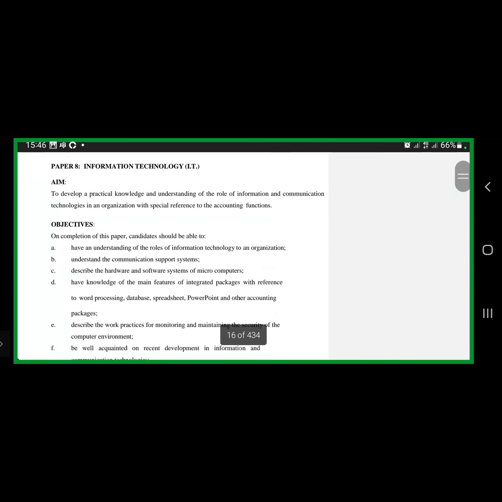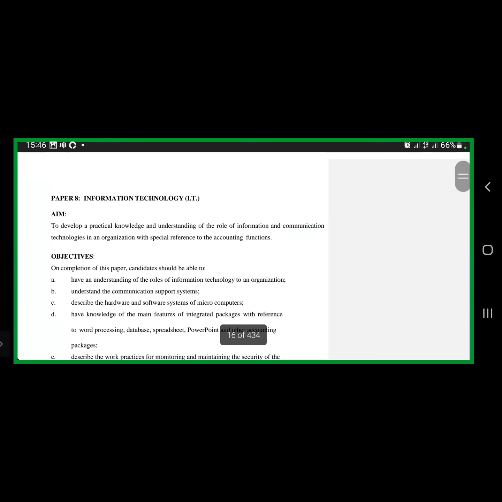So let's quickly go through the aims and objectives of this course. The aim is to develop a practical knowledge and understanding of the role of information and communication technologies in an organization with special reference to the accounting function. So let's read that again. To develop a practical knowledge and understanding of the role of information and communication technologies in an organization with special reference to the accounting functions.